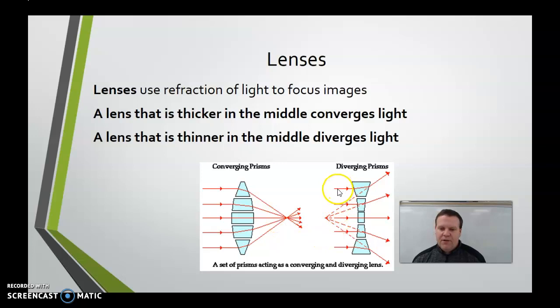The same is true on a diverging one. As it goes, it sends this one out, but if we bring it all the way back, that's where we imagine the light is going to be. So in a converging prism, or a converging lens, it's going to bring the light all to a point on the other side. In a diverging lens, it's going to bring the light to appear to all come back to here. So depending on what you need your lens to do will depend on what type of lens you're going to be utilizing.